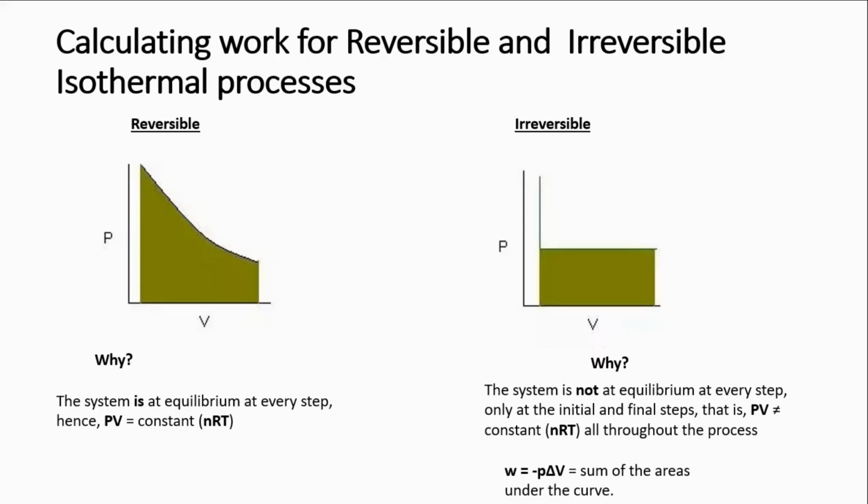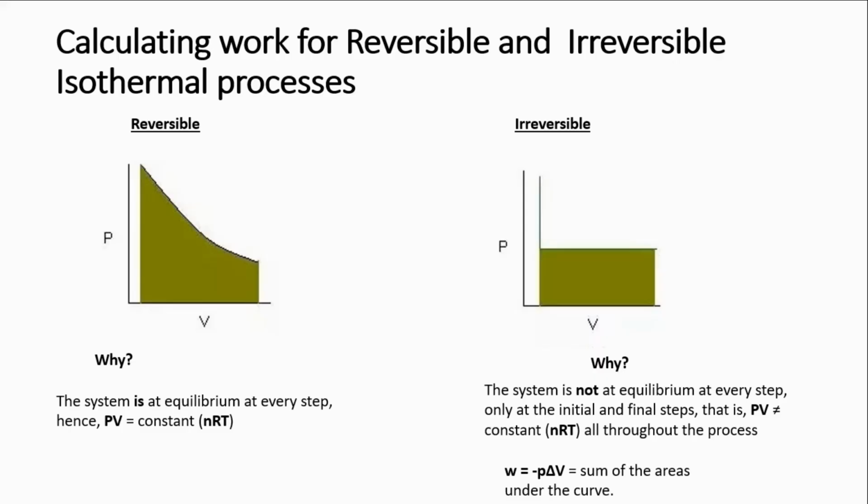And what this means is that you could use this relationship to do calculations or to make predictions of reversible systems. Now, for irreversible systems, PV is not equal to a constant all throughout the process, just at the beginning and at the end.